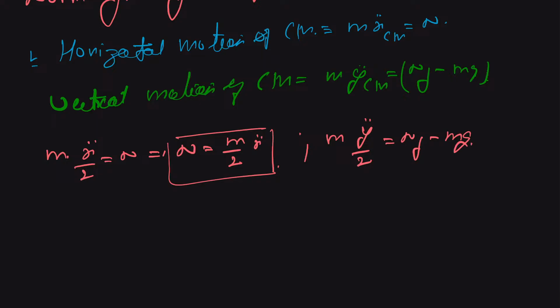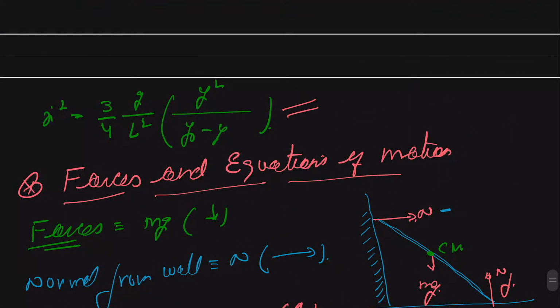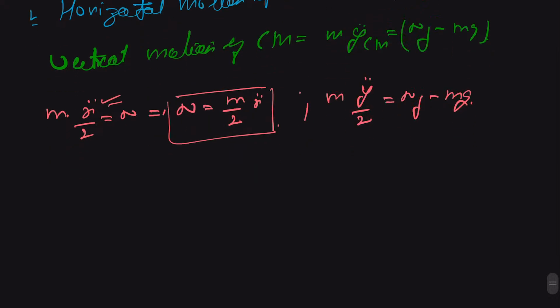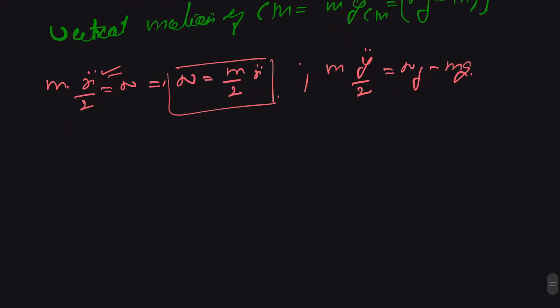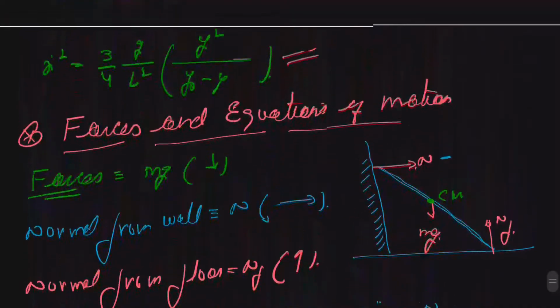And we already know the single derivative, so we differentiate it and get the double derivative, because we require it here. So we know that the single derivative squared is equal to 3 by 4 g upon L square times y naught minus y.